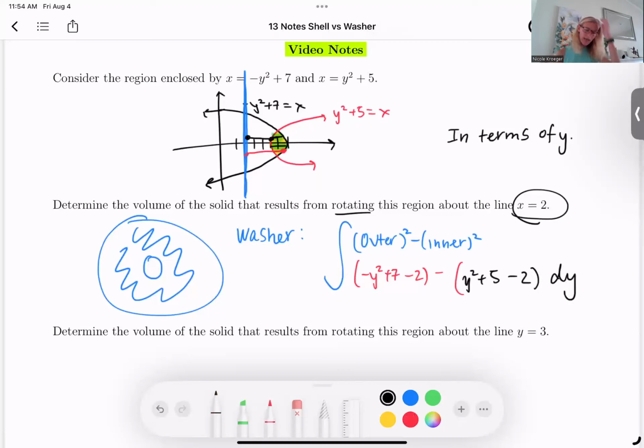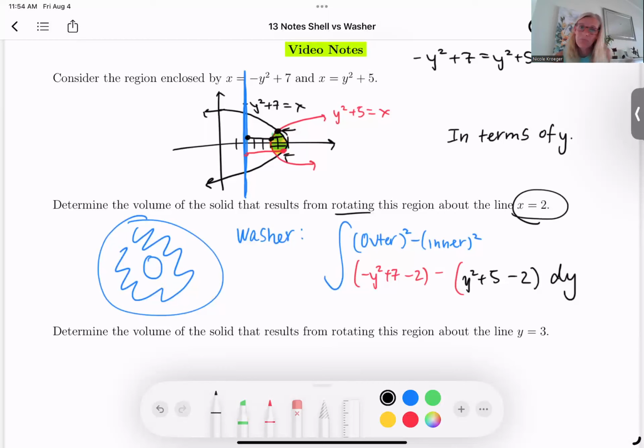We have a dy. Notice I still need to know the bounds on this integral. The bounds are not determined by what I'm rotating about. They're only based on the region itself. So I could have found the bounds before I even started answering this part of the question. The bounds are going to be these two values, so I just need to know where these curves intersect.